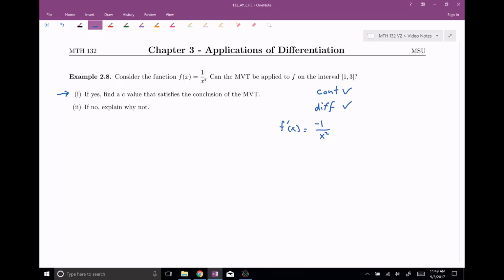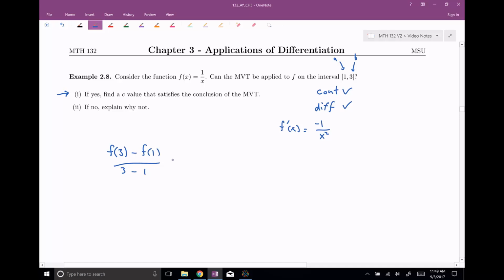Okay, so let's go ahead and calculate the average rate of change, right? We want f of b, in this case 3, minus f of 1, over 3 minus 1. Again, we're getting our a's and our b's from here. And we're now calculating this average rate of change.